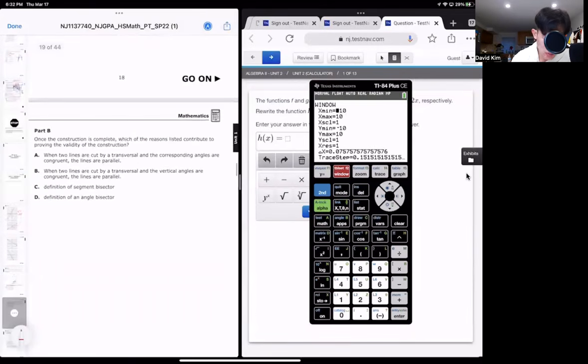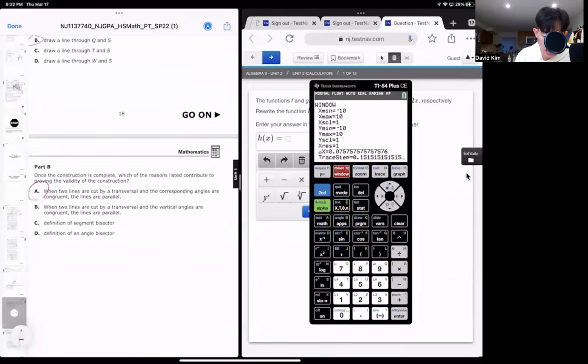Once the construction is complete, which of the reasons listed contribute to proving the validity of the construction? When two lines are cut by a transversal and the corresponding angles are congruent, the lines are parallel. When two lines are cut by a transversal and the vertical angles are congruent, the lines are parallel. Okay, the correct answer here would be A.